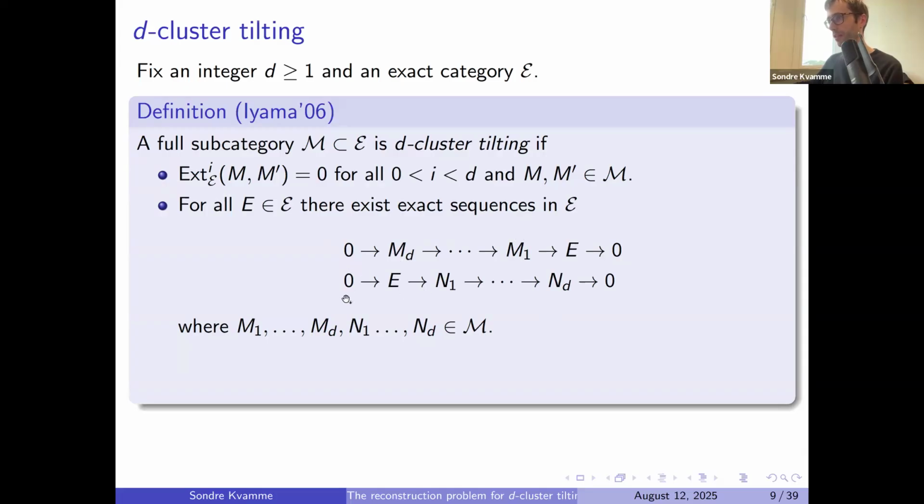E can be co-resolved by objects in our subcategory in these steps. E is on the leftmost side, and then all the other objects are in our subcategory, and you have an exact sequence. Again, exactness is defined as I mentioned on the previous slide. And then the last condition is just a bit technical one, which requires M to be closed under finite direct sums and summands. And you could probably skip finite direct sums here, and it would be enough to say summands.